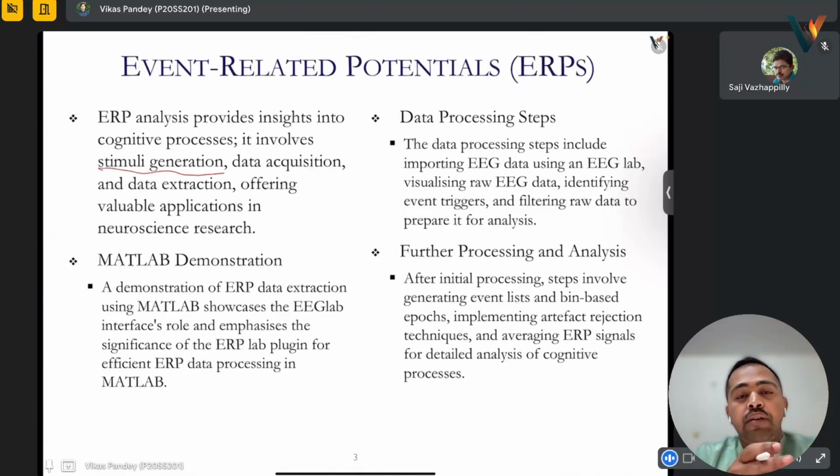Then the data acquisition, which we learned about with the microfabrication in the first part of this week. Then there is data extraction, because the data that we get is not in pure form, not exactly in usable form. We have to do some processing and data extraction, which will offer valuable application in neuroscience research. Then we saw some MATLAB demonstration in this part, that is how ERP data extraction can be done using MATLAB. Were you able to understand that part?